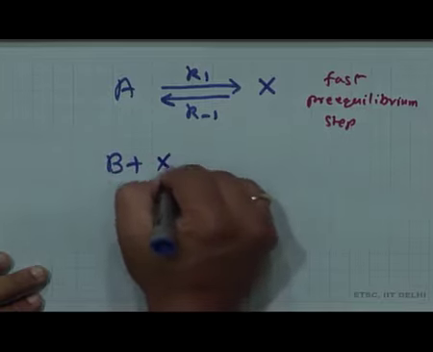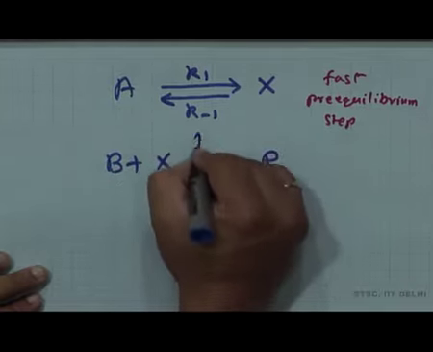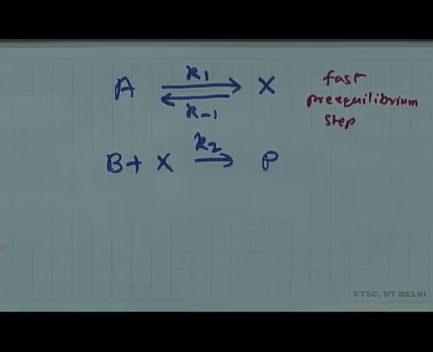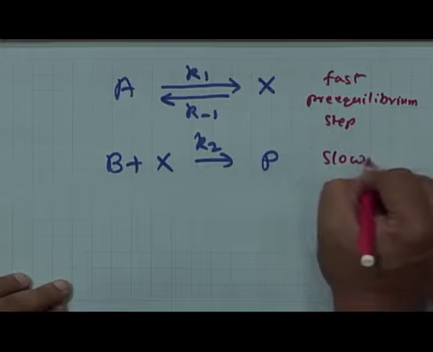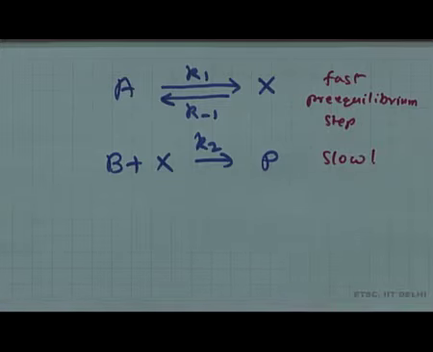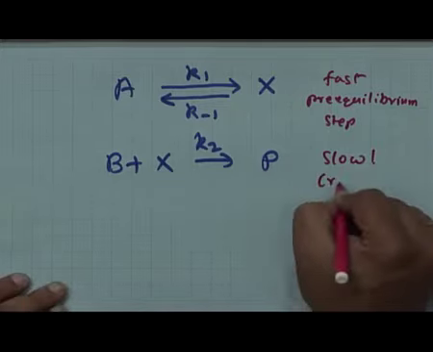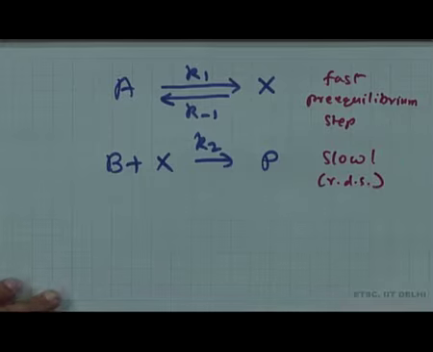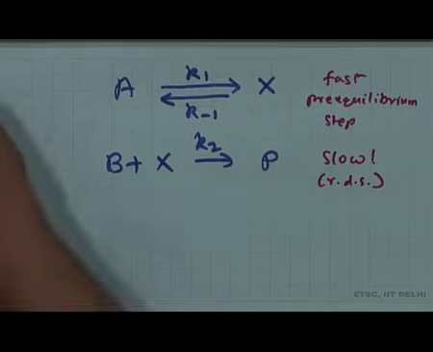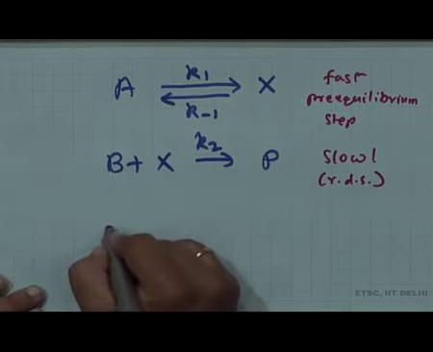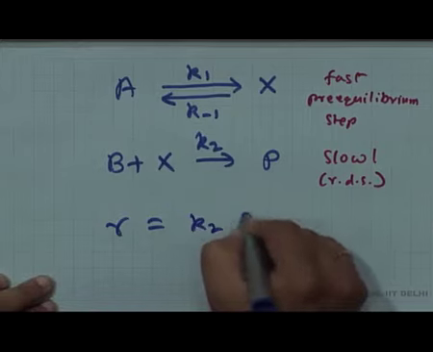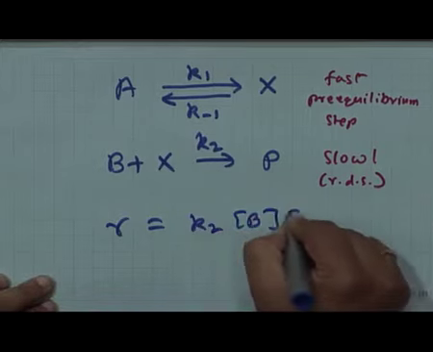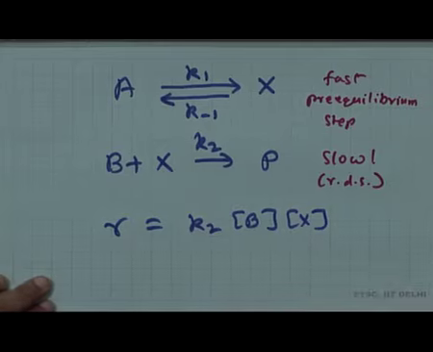B plus x going to P, and this is K2. And remember, because this is the slow step or the rate determining step, which many books you will see will write as RDS, the rate determining step RDS, then the rate law is K2 x, as we had written in the previous slide.